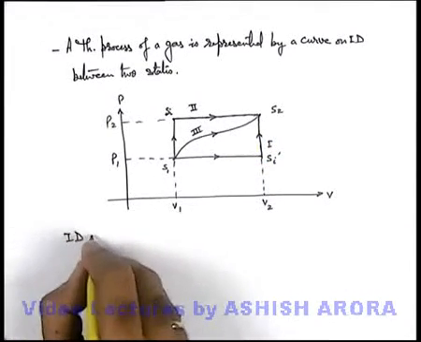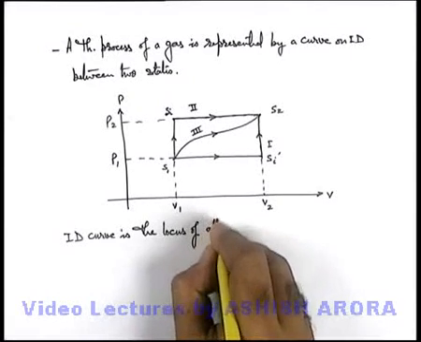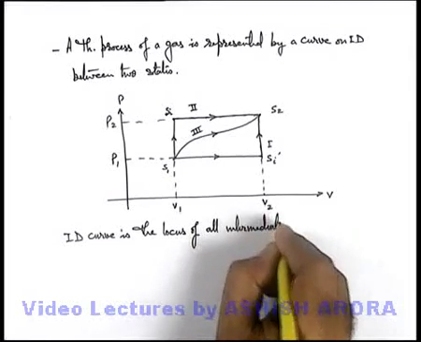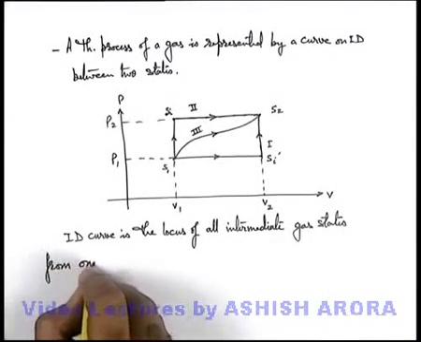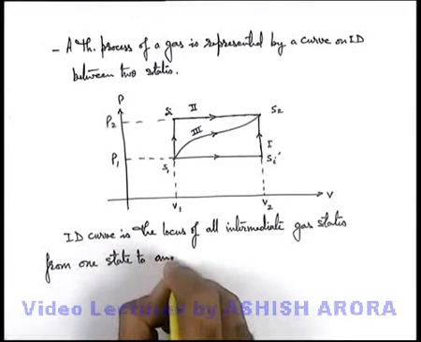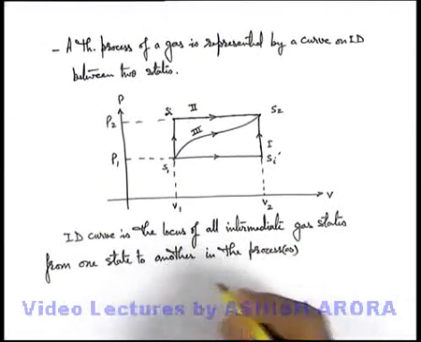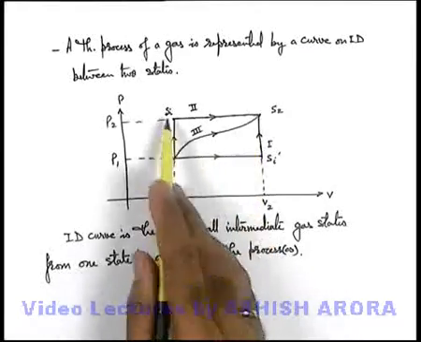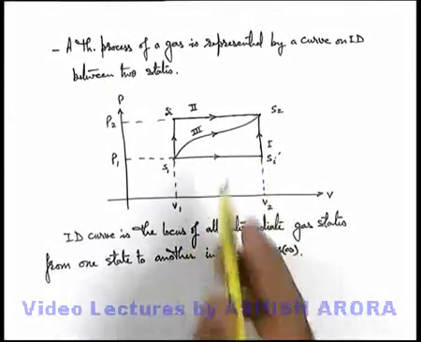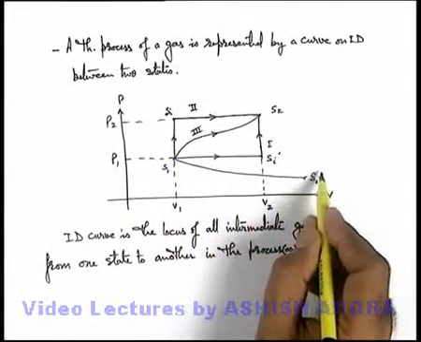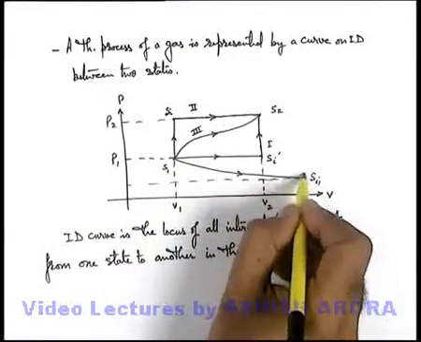So we can simply call ID curve the locus of all intermediate gas states from one state to another in thermodynamic process or processes. Either we can say like in path 1 and 2 we can see this path is composed of two processes. One is isobaric, other is isochoric. It may have another kind of paths like S1 to some Si1 where the volume is excessively increased and pressure is decreased, and then the gas is taken to S2.